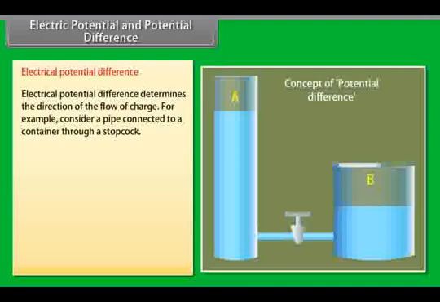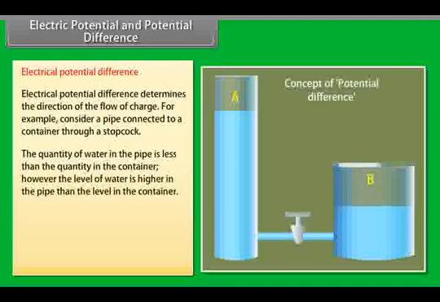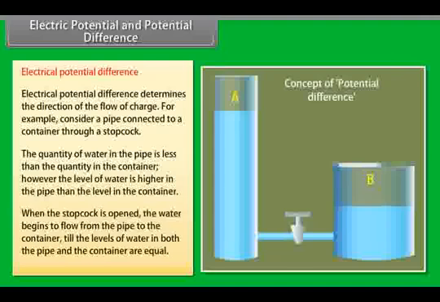For example, consider a pipe connected to a container through a stop cork. The quantity of water in the pipe is less than the quantity in the container. However, the level of water is higher in the pipe than the level in the container. When the stop cork is opened, the water begins to flow from the pipe to the container till the levels of water in both are equal.